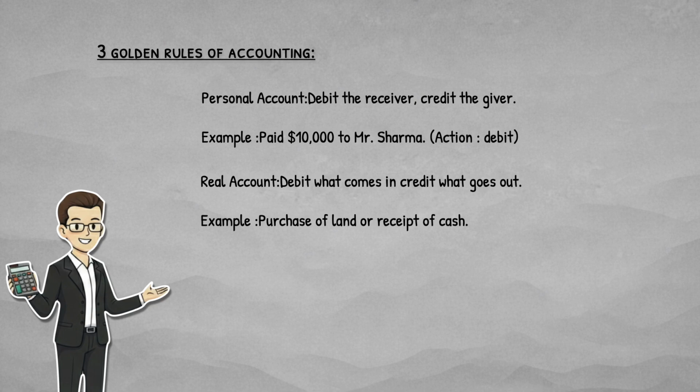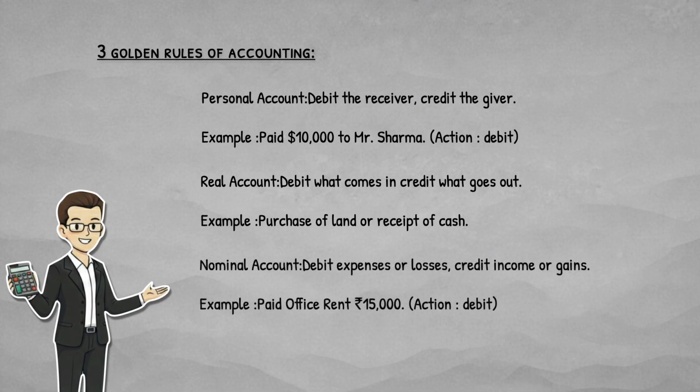2. Real account. Debit what comes in, credit what goes out. Real accounts relate to assets such as land, buildings, cash, etc. Example, purchase of land or receipt of cash. 3. Nominal account. Debit expenses or losses, credit incomes or gains. Nominal accounts relate to expenses, losses, incomes and gains. Example, paid office rent, 15,000 rupees.